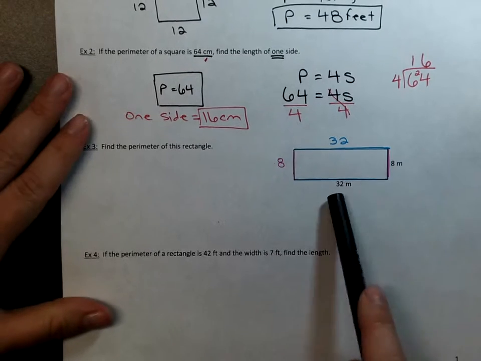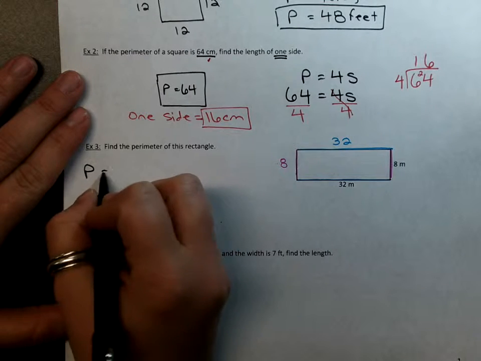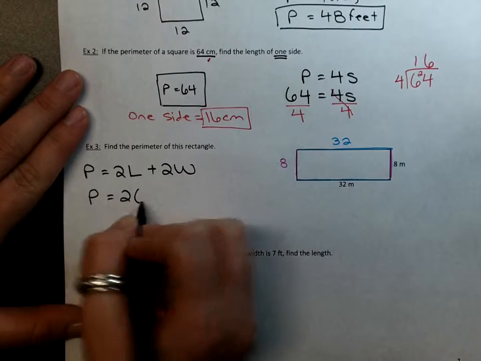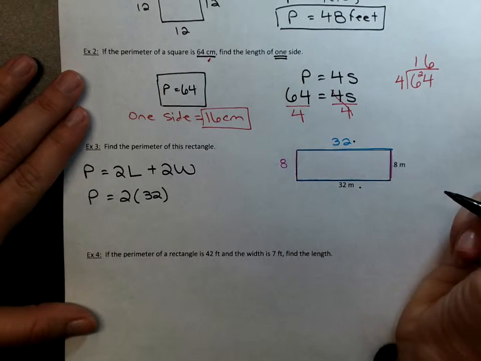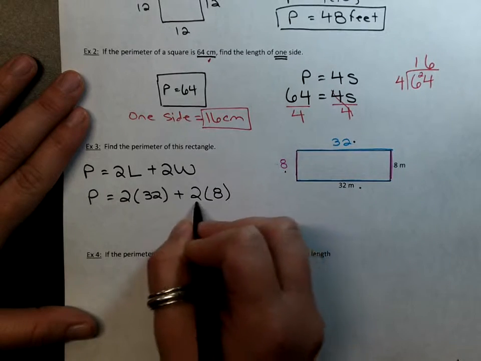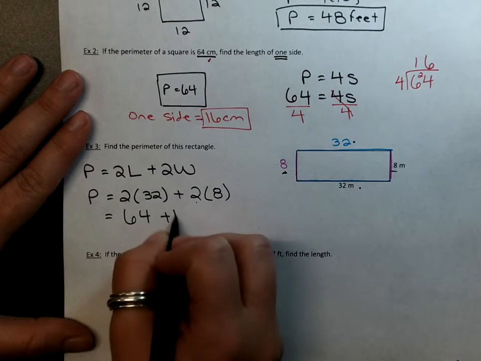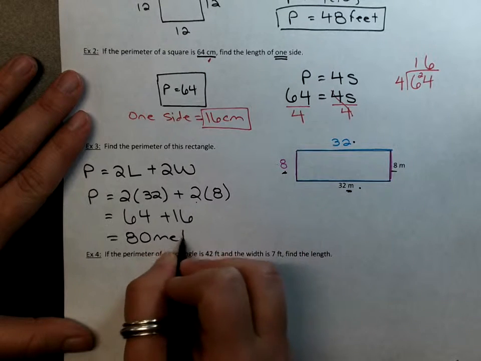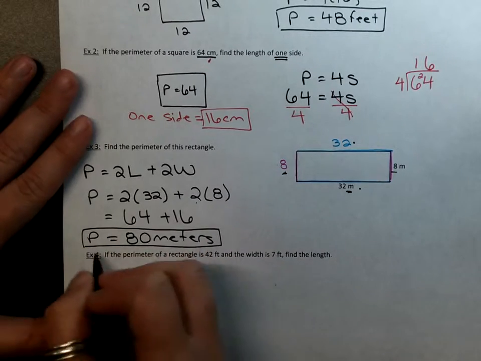And you can either add up these 4 numbers, or you can use the formula. The formula is P equals 2L plus 2W. So 2 times the length, which is 32. That does the same thing as 32 plus 32. And plus 2 times the width is 8. So 2 times 8 does the same thing as 8 plus 8. So that's 64 plus 16, which is 80, and it's in meters. 80, M is for meters. So the perimeter of this rectangle is 80 meters.